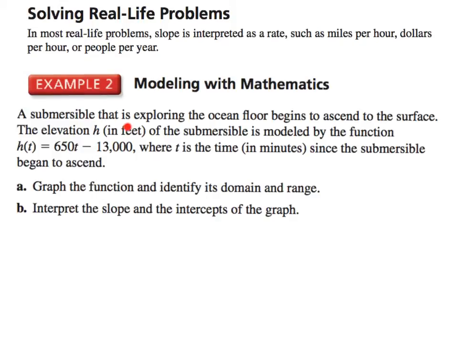So a submersible that is exploring the ocean floor begins to ascend to the surface. The elevation h in feet of the submersible is modeled by the function h of t equals 650t minus 13,000, where t is the time in minutes since the submersible began to ascend. Graph the function and identify the domain and range. Interpret the slope and interpret the intercepts of the graph.